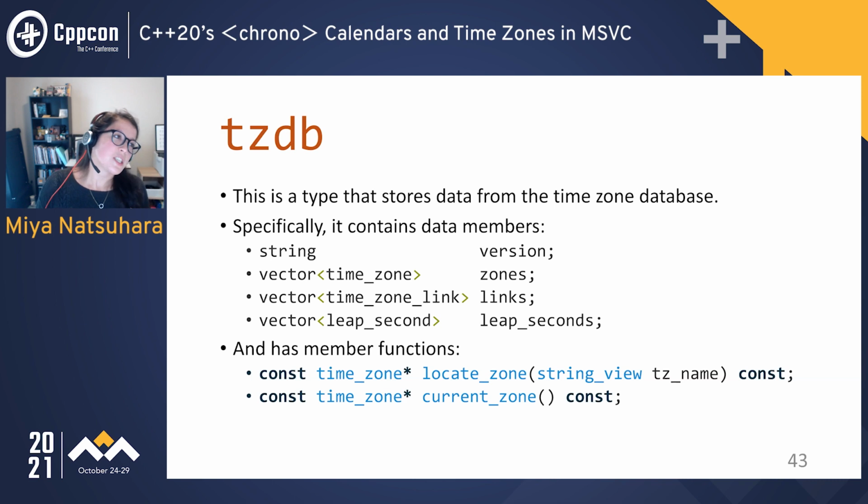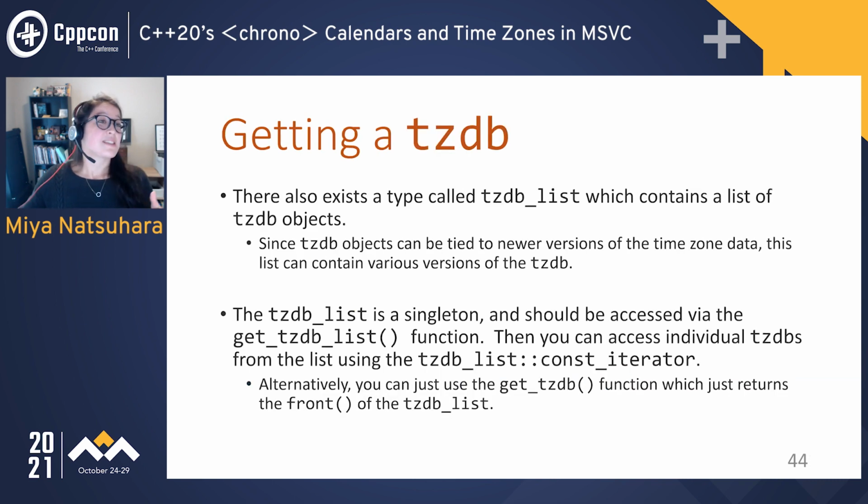Okay, so to get a TZDB, you can use a TZDB list. Because we could have different versions of the time zone database, we can have a list of them. This is mostly for long running programs where there might actually be updates while it's continuing to run. You can get a TZDB list with the get_tzdb_list function, very nicely named. It's a singleton, so you should just be able to grab that, and then you can iterate through it if you want all the different versions. But if you just want the most updated TZDB that you have, you can just use get_tzdb, which basically gets the front of that TZDB list.